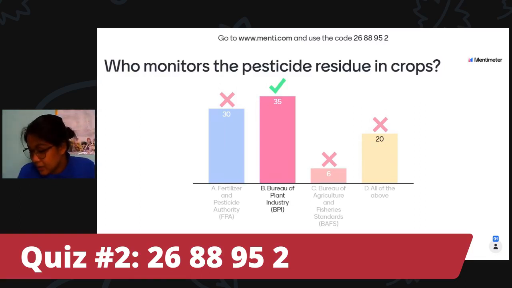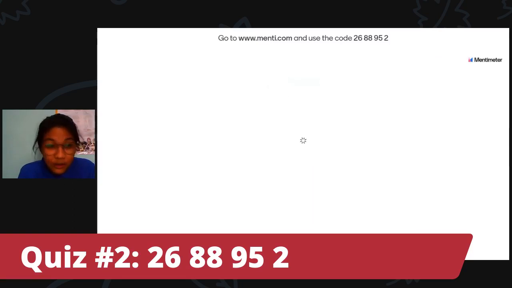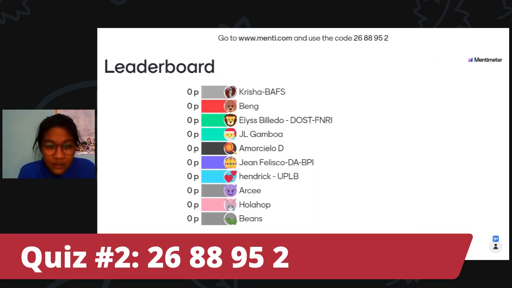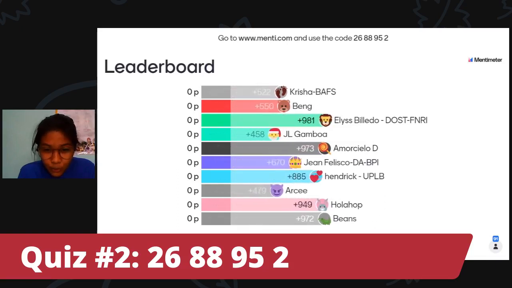So FPA is mandated for the adequate, safe, and affordable supply of our fertilizer and pesticide. BAPS is the standard setting, which develops our standards, and BPI, one of its mandates is to monitor the pesticide residues. So, let's see po sino ang nangunguna sa ating leaderboard.